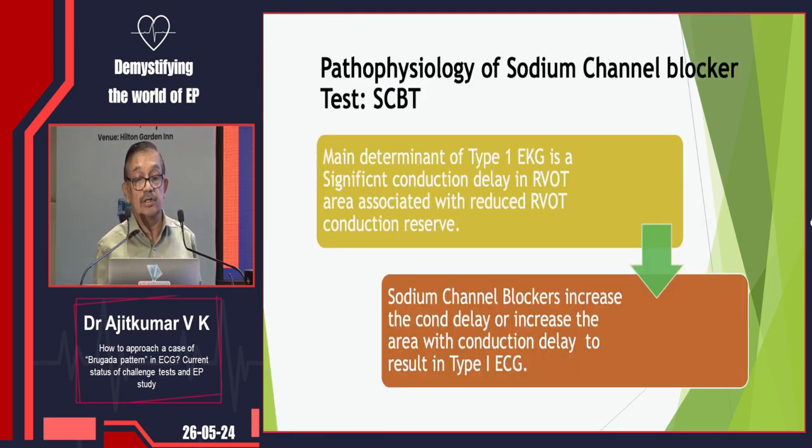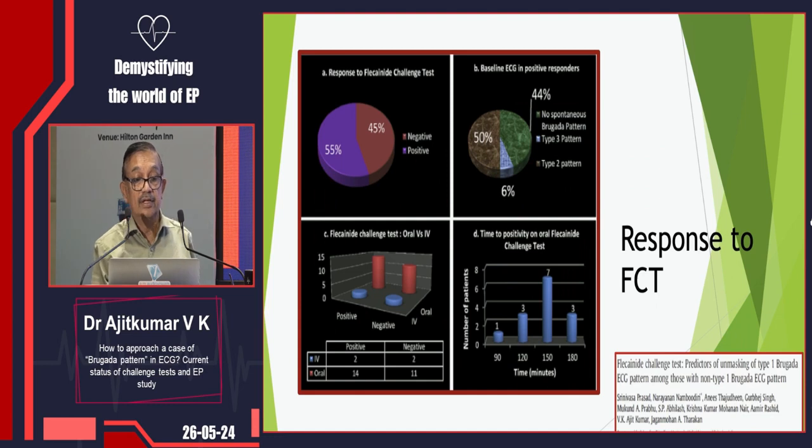And what is the pathophysiology of the sodium channel blocker? Now, the main determinant of the type 1 ECG, as we said, is a significant conduction delay in the RVOT with reduced RVOT conduction reserve. And the sodium channel blocker flecainide increases this conduction delay and also increases the area with conduction delay, resulting in a type 1 ECG. In fact, when you do an EP study or an ablation, if you give flecainide, you can see a significant increase in the fragmented QRS. So this was the data from Chitra.